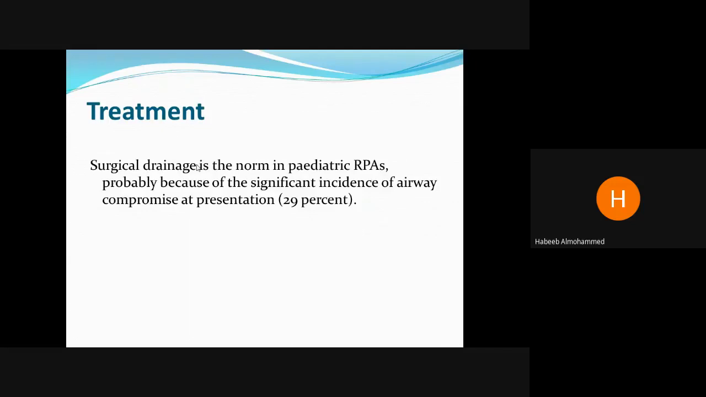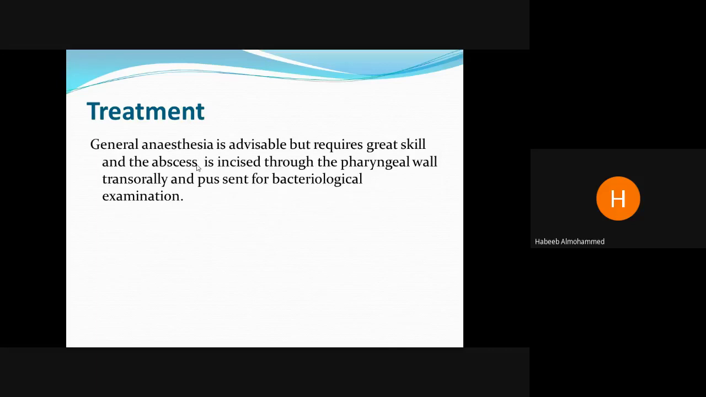Treatment is by surgical drainage, which is the norm in pediatrics because the airway is compromised. You have to intervene as early as possible because of the significant incidence of airway compromise, about 30%. General anesthesia is advisable but requires great skill. The abscess is incised through the pharyngeal wall transorally and sent for bacteriological examination. Good collaboration between the ENT surgeon and the anesthetist is important to achieve safe surgery.